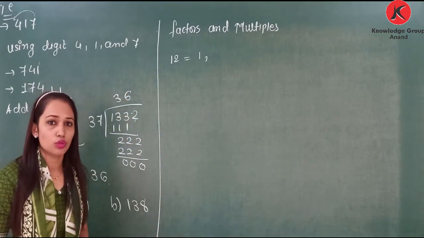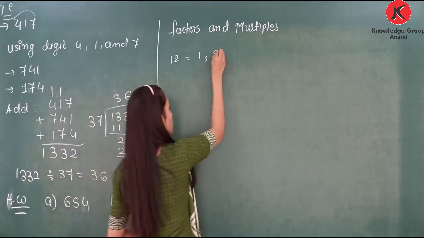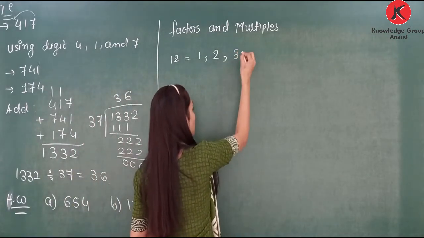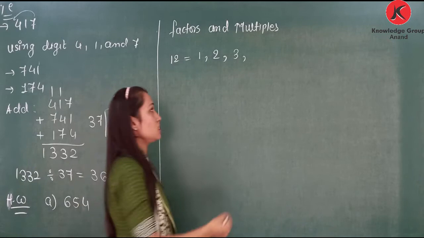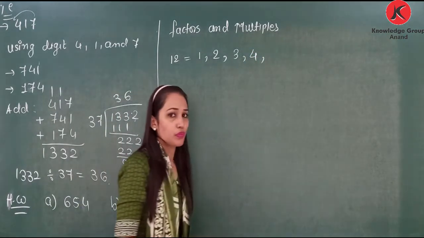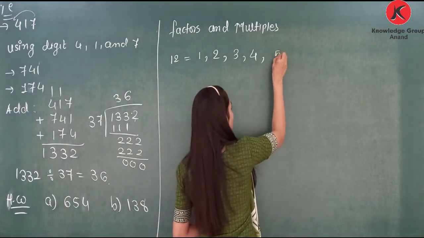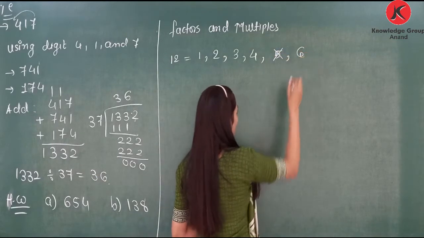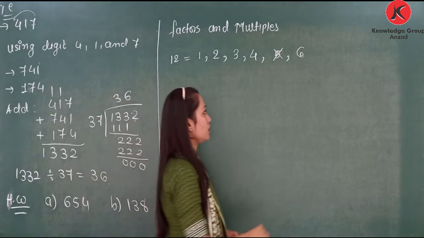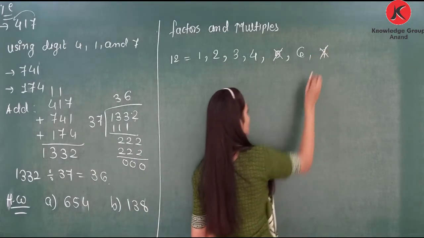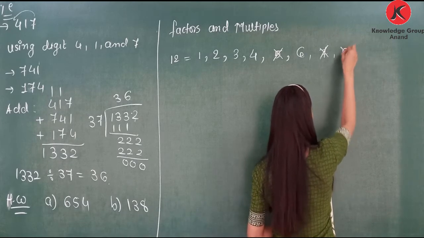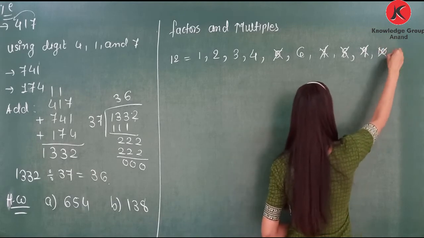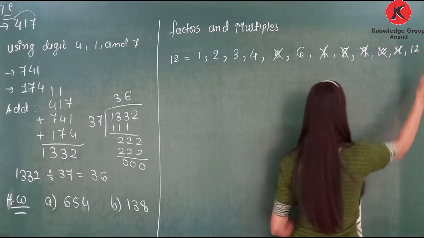Now the next number is 2. 2 sixes are 12, so yes, 2 is also a factor of 12. 3: 3 fours are 12, so it is also a factor of 12. Now the next number is 4. Yes, it is also a factor of 12, 4 threes are 12. Next, 5. Is 5 a factor of 12? No, it is not. 6: yes, 6 twos are 12, so it is a factor of 12. Next is 7. 7 is not a factor of 12. 8, no. 9, it is also not a factor of 12. 10, no. 11, no. And 12, yes, because 12 ones are 12.